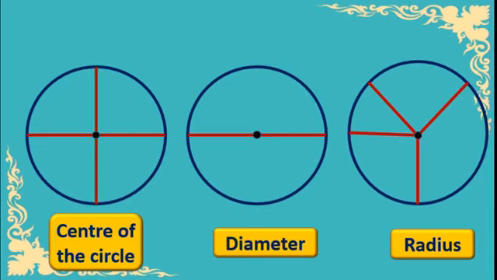You can see here the difference between the diameter and the radius. Can you guess? Yes, correct. The diameter is double. The radius is half of the diameter. That we will learn in detail in the next chapter.